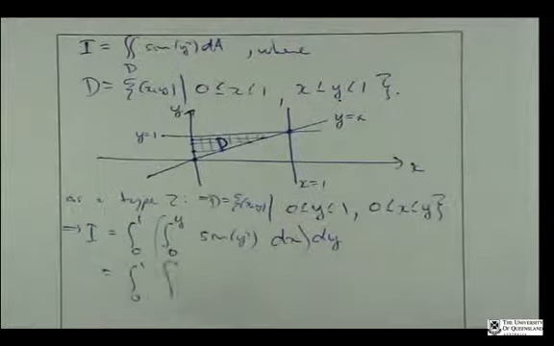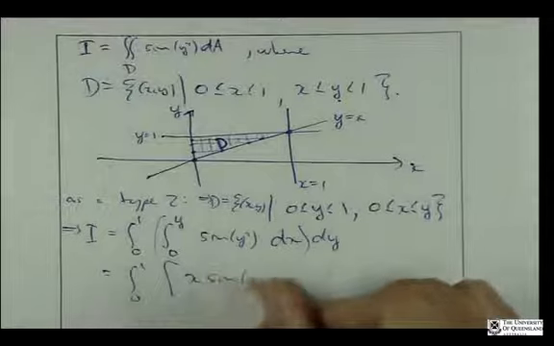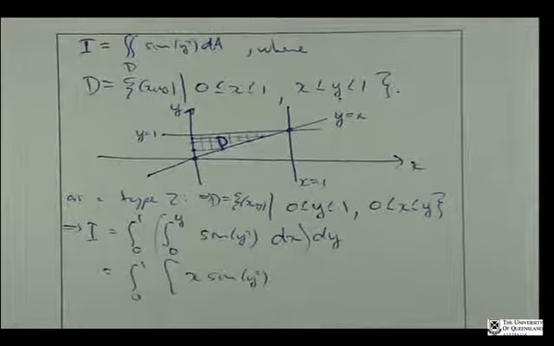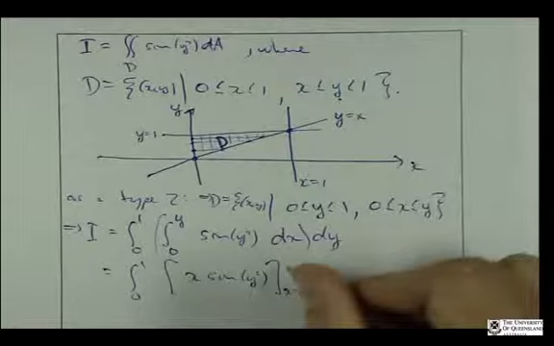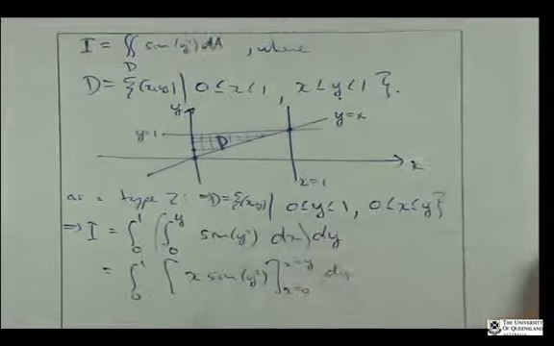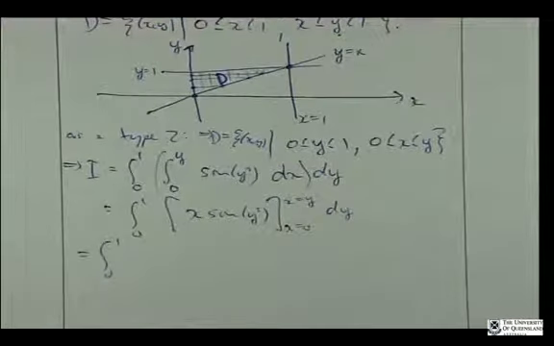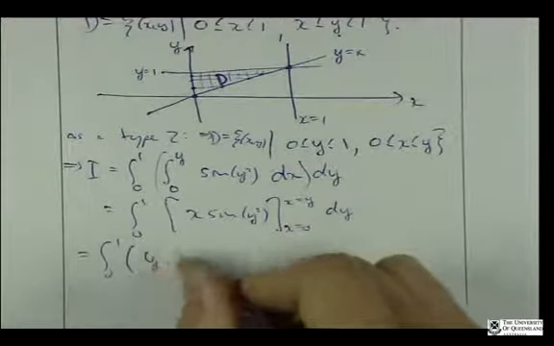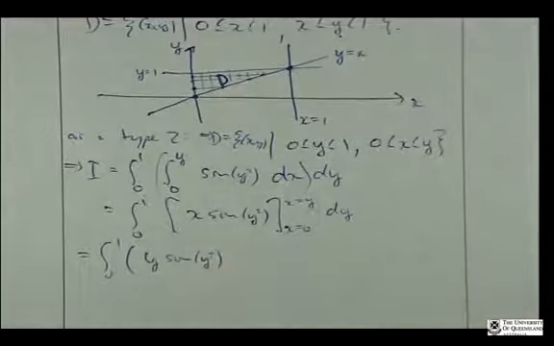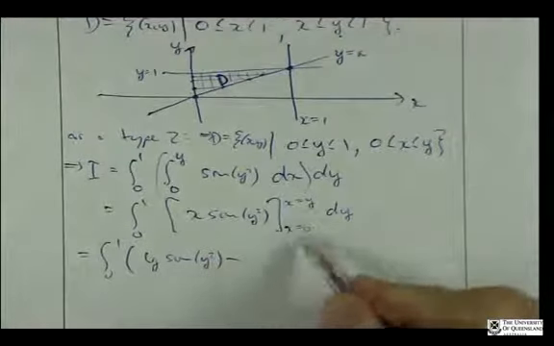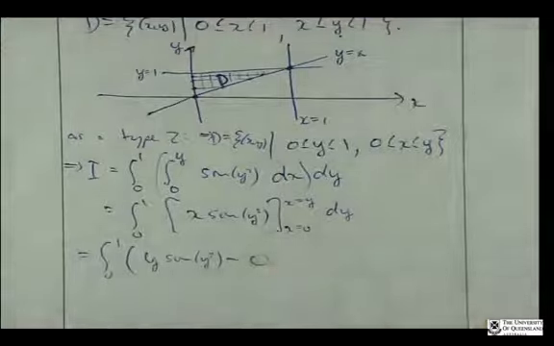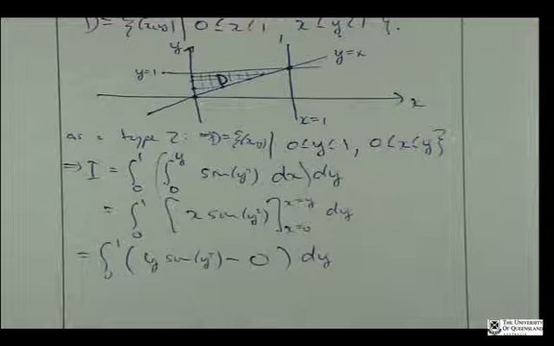Okay, so that's simply going to be x times sine of y squared evaluated from x equals 0 to x equals y. All right, now substituting in the upper and lower bound, we'll have y sine of y squared minus 0, right? When we substitute in the lower bound x equals 0, we're just going to get 0. All right, now this is a completely different story, right? Now we've got to integrate y times sine of y squared with respect to y, completely different.